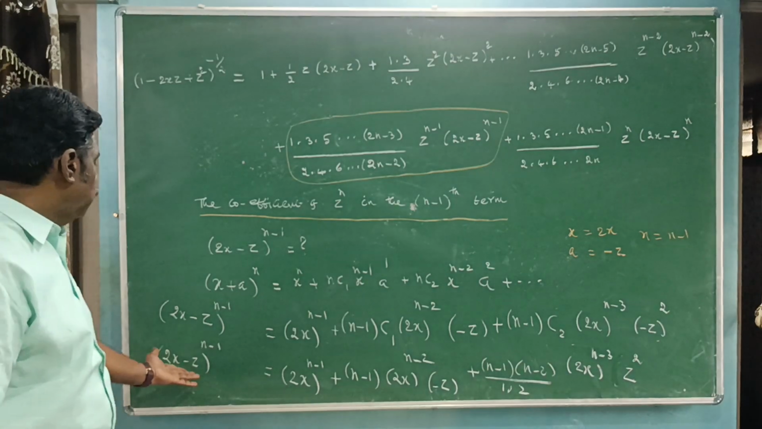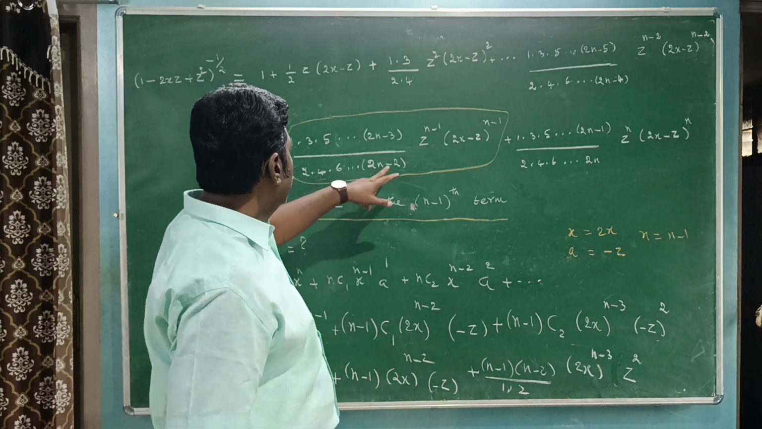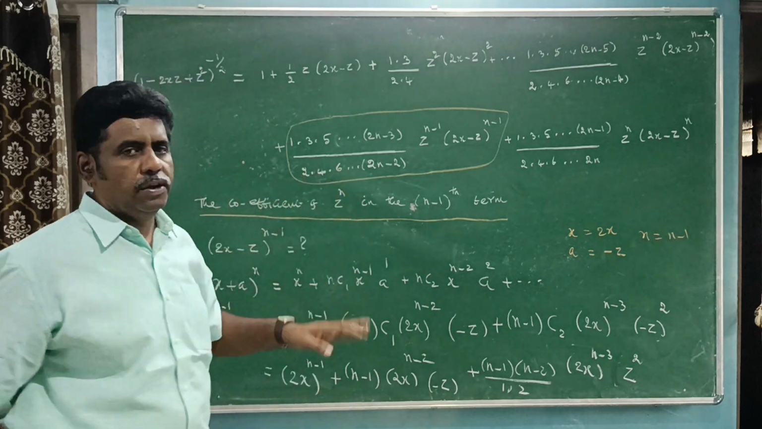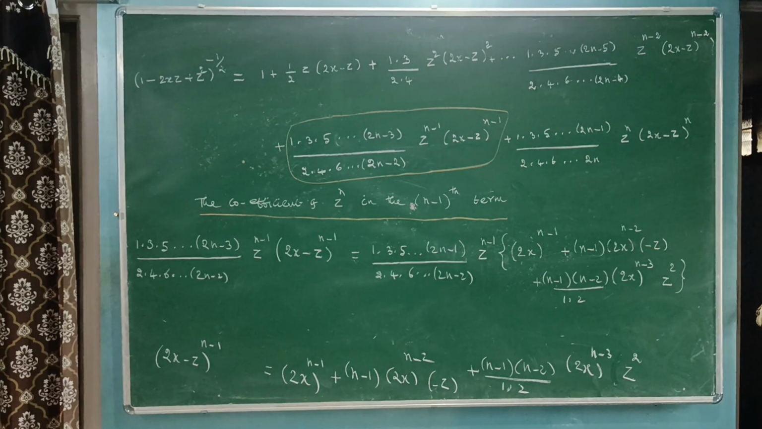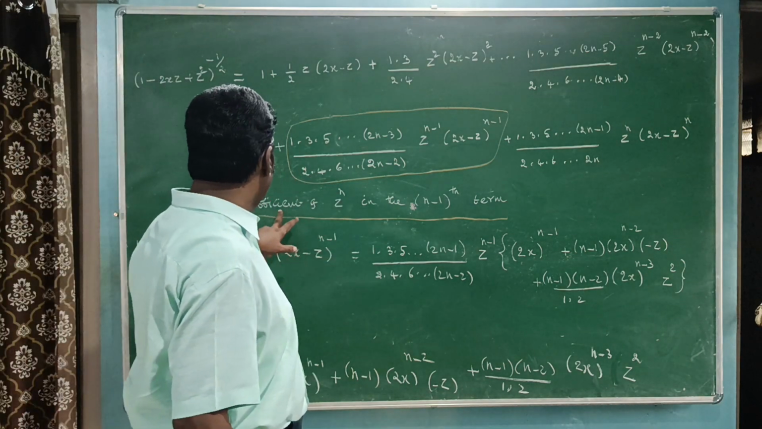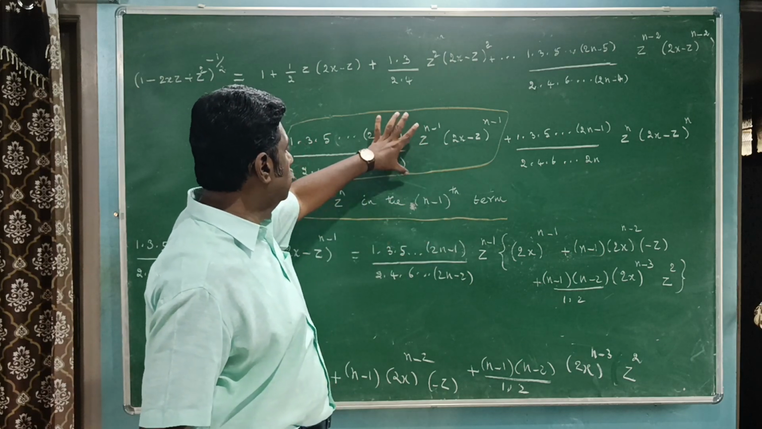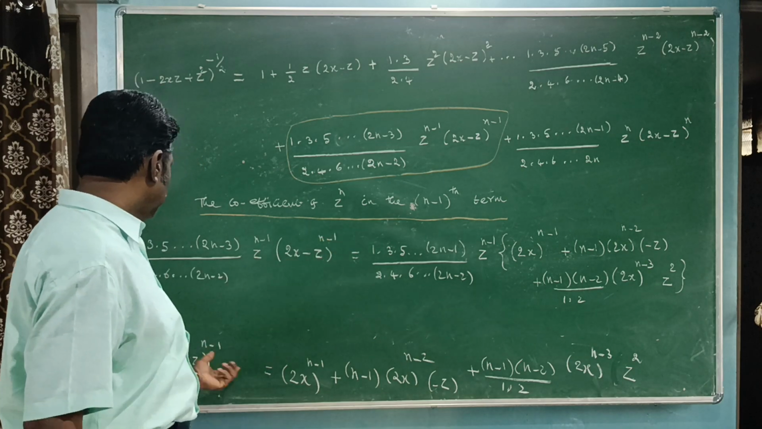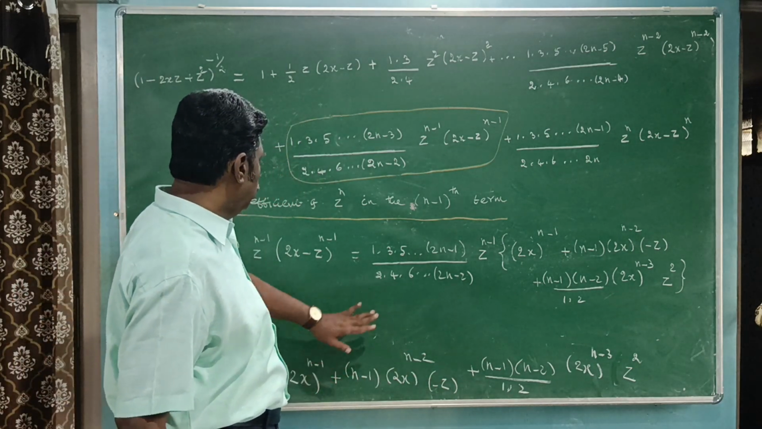Now we have to substitute this value in this term to find out the coefficient of z power n. Instead of 2x minus z, we have to substitute this value. Then we will find out the coefficient of z power n. Now consider the term. We need the coefficient of z power n in the n minus 1th term. This is the n minus 1th term. Just I have written. Instead of this term 2x minus z power n minus 1, we have substituted these values. We have arrived at this value and we have substituted this value here.